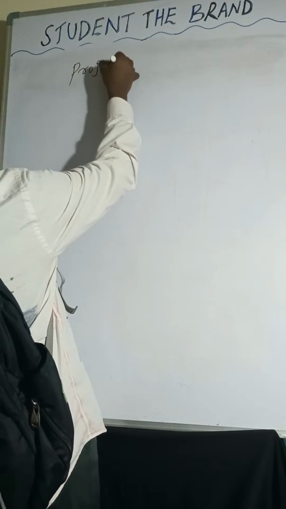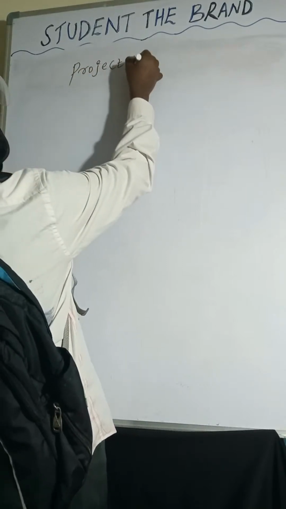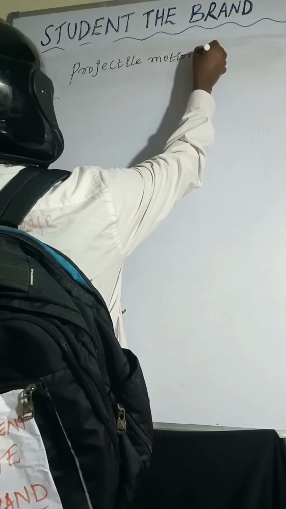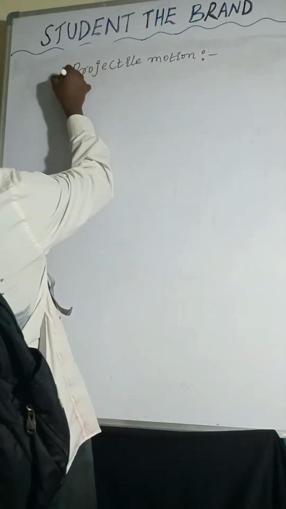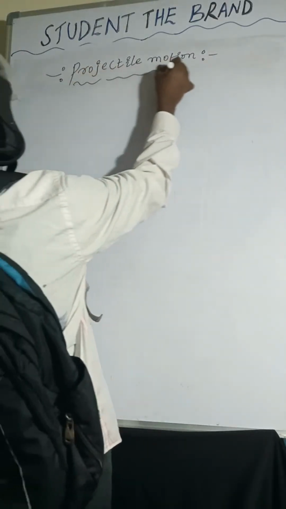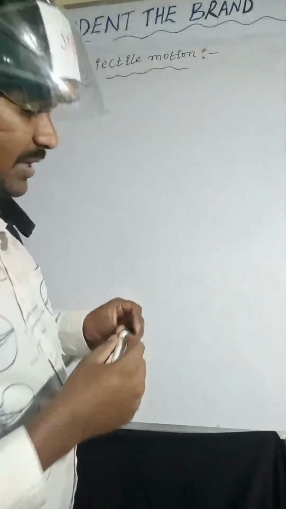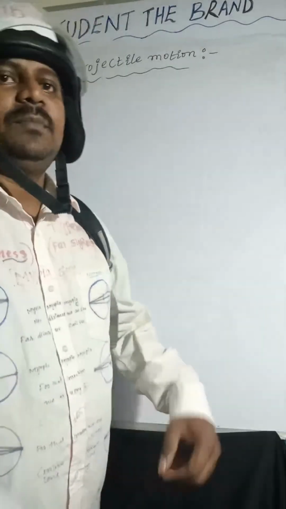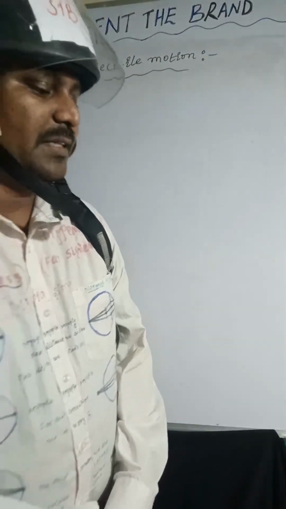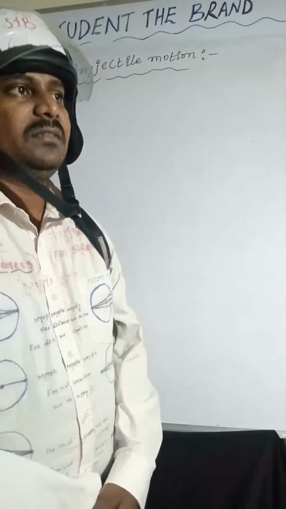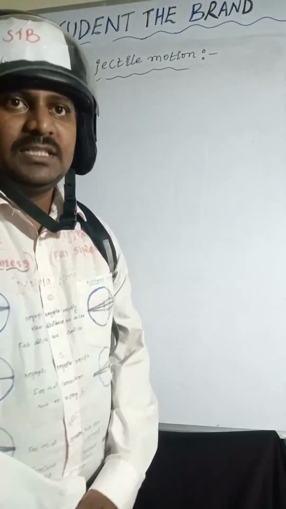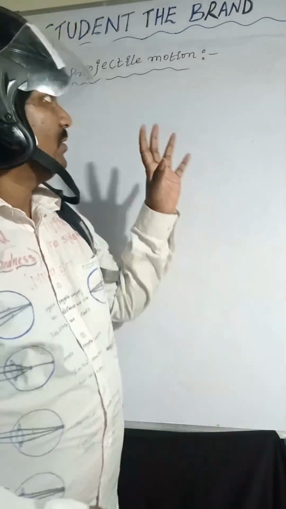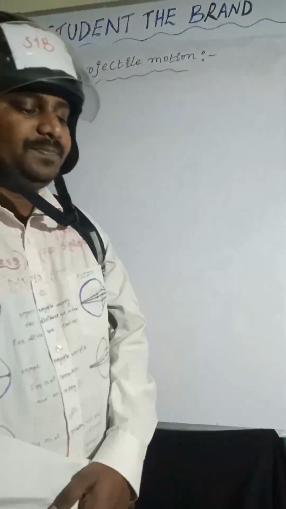Projectile motion. In the previous videos related to grade 11, we discussed units and measurement, vectors and scalars. After that, motion in a straight line. Next one, motion in a plane. So in that we are talking about projectile motion.